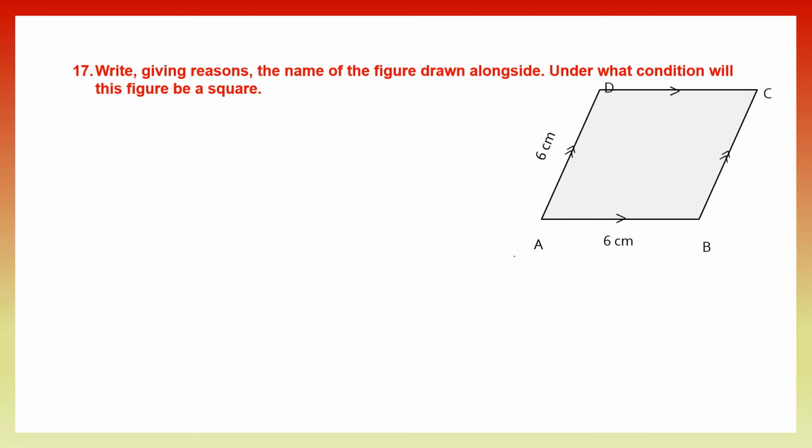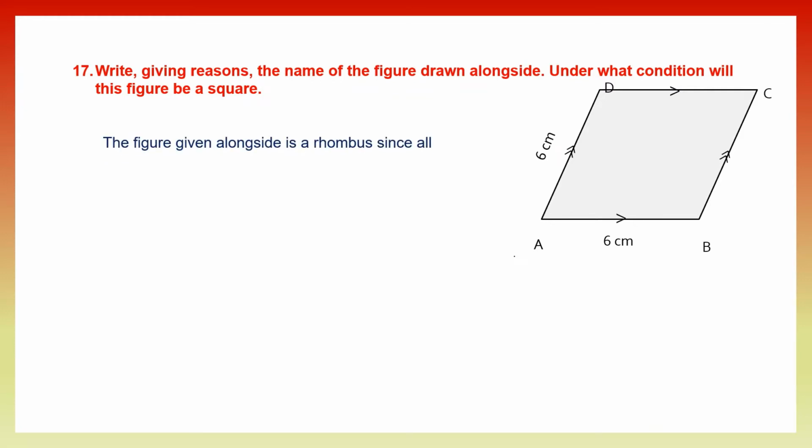Question 17. Write, giving reasons, the name of the figure drawn alongside. So the figure has been drawn alongside. Now we have to give it a name. Then the second part, under what condition will this figure be a square? Right now it's not a square. Now what condition should it have to make this a square?